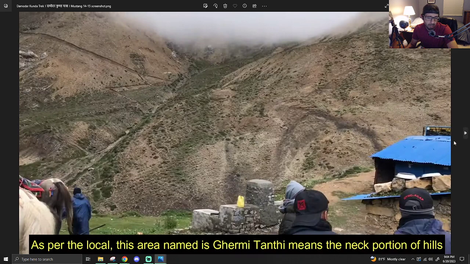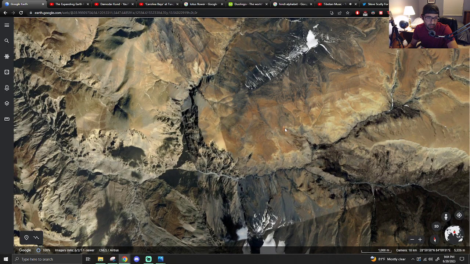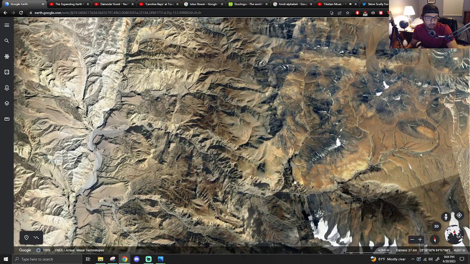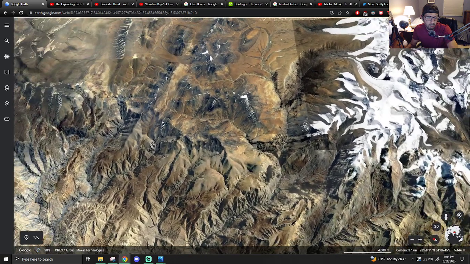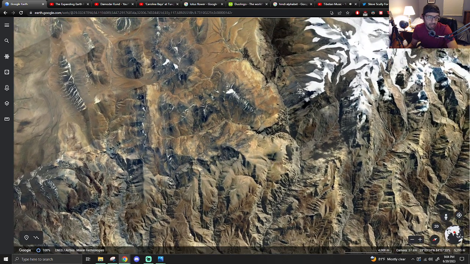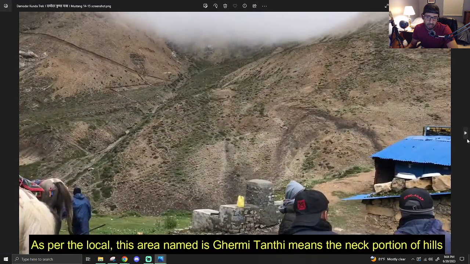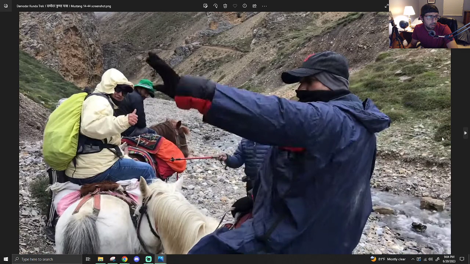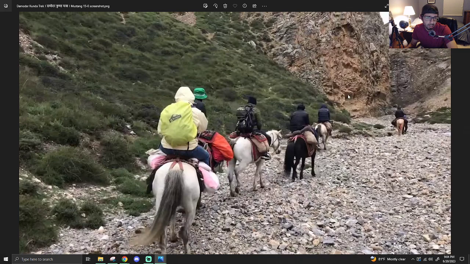Garmitanti means the neck portion of hills. Neck portion of hills. I didn't know what to make of it then. I don't know what to make of it now, in particular why it would be called that. That structure over there. There it is.